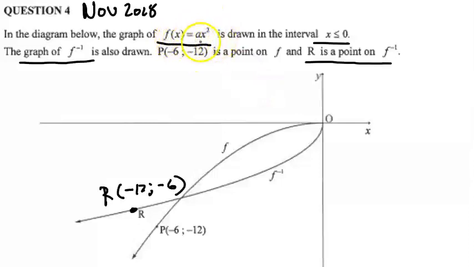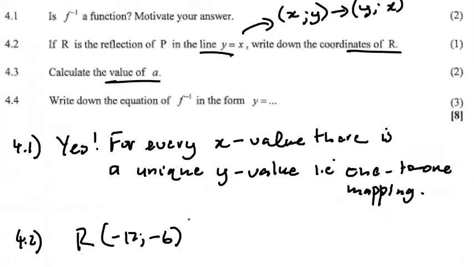When you are going to calculate an unknown value, in any function for that matter, we need to locate a point which lies on that particular function. We can clearly see that they give us one point. If you look at it very carefully, on the graph of f they give us the point p, minus 6 and minus 12. So therefore, we can just substitute that coordinate into the function and solve for a.